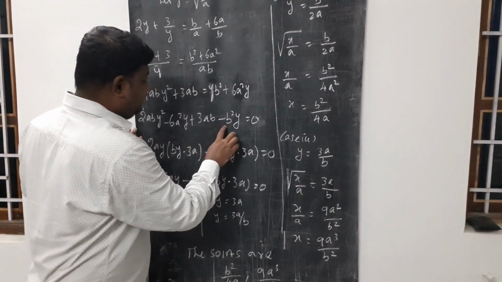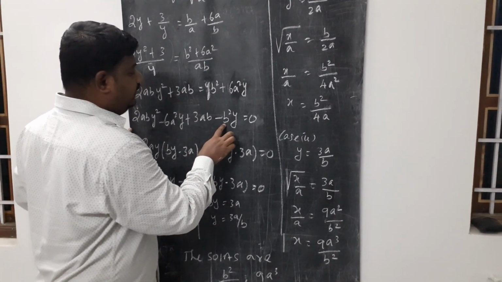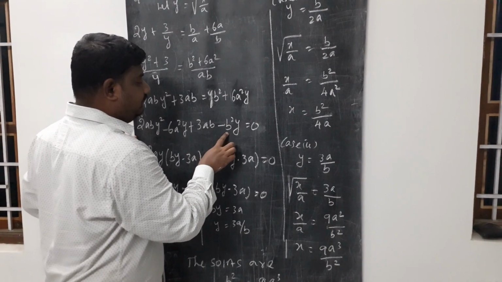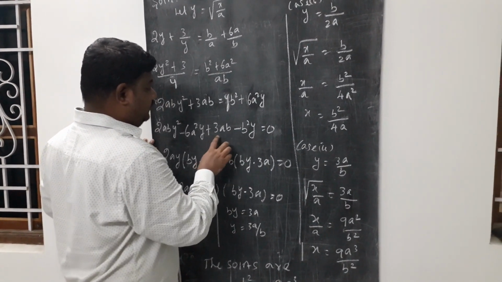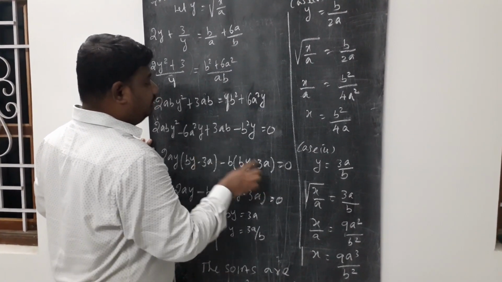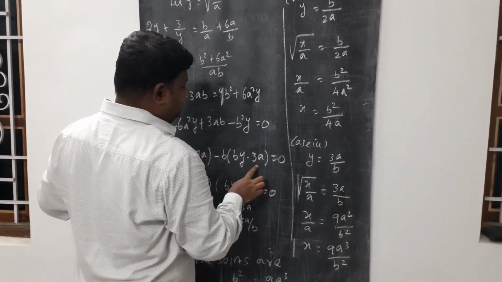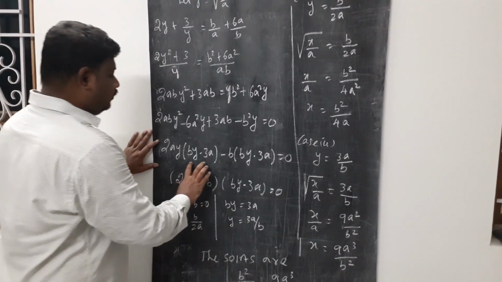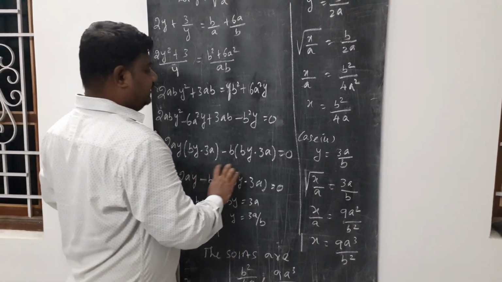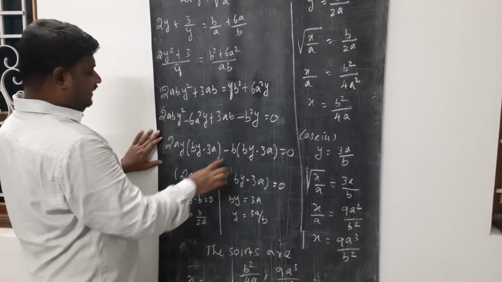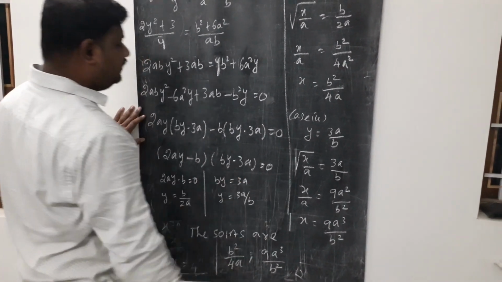Here I am taking minus b as common, so the sign changes. 1b remains, so we get minus b times by minus 3a, is equal to 0. Here also by minus 3a is common. Taking by minus 3a as common, we get 2ay minus b. Therefore 2ay minus b into by minus 3a is equal to 0.